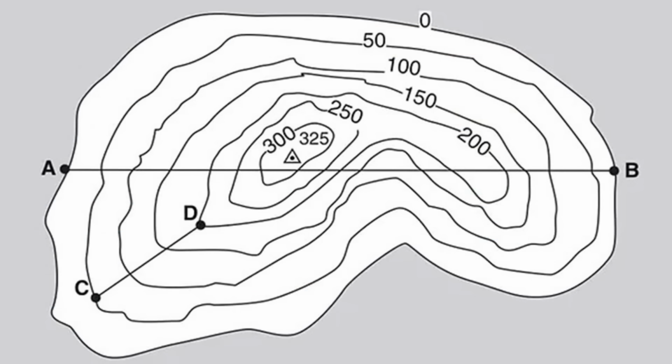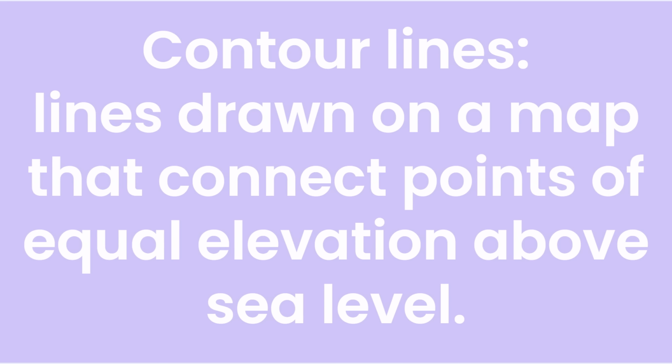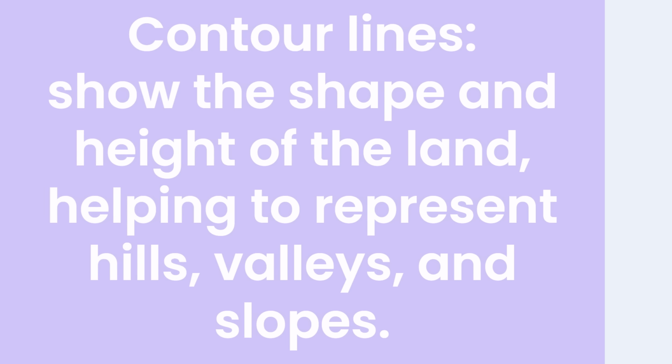Contour lines are fundamental elements on topographic maps that represent the elevation of the land. Contour lines are lines drawn on a map that connect points of equal elevation above sea level. They show the shape and height of the land, helping to represent hills, valleys, and slopes.